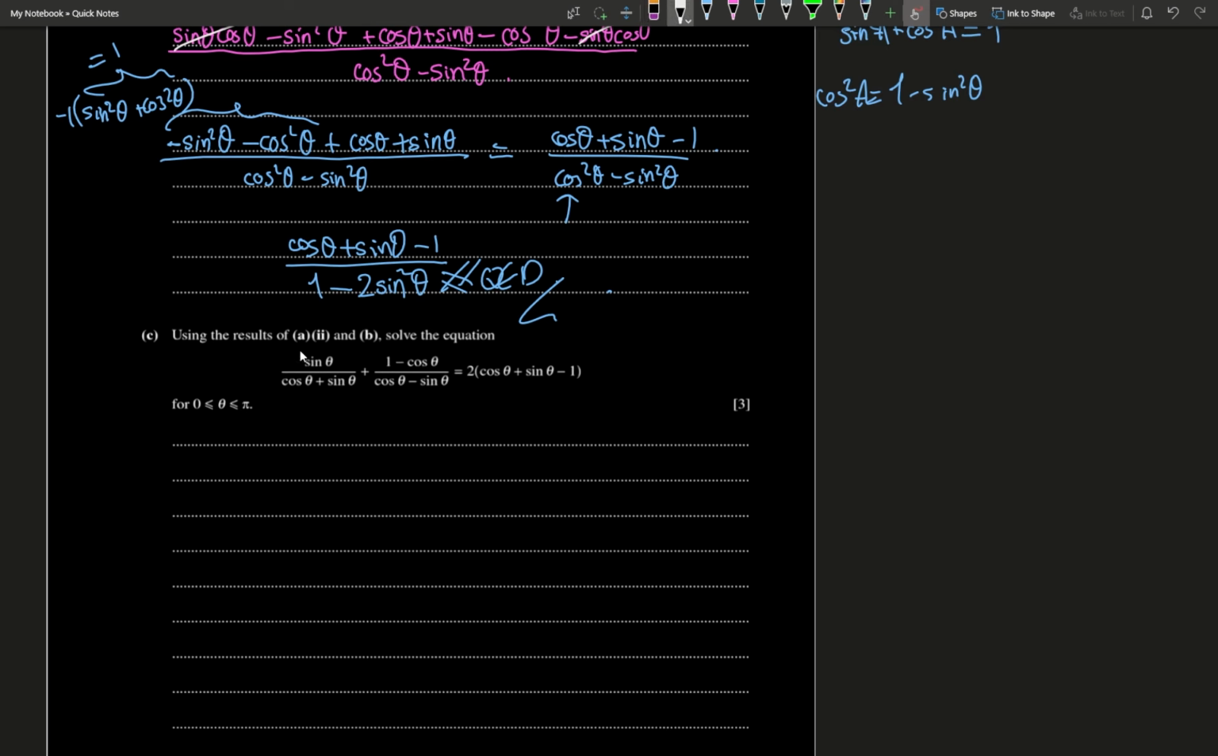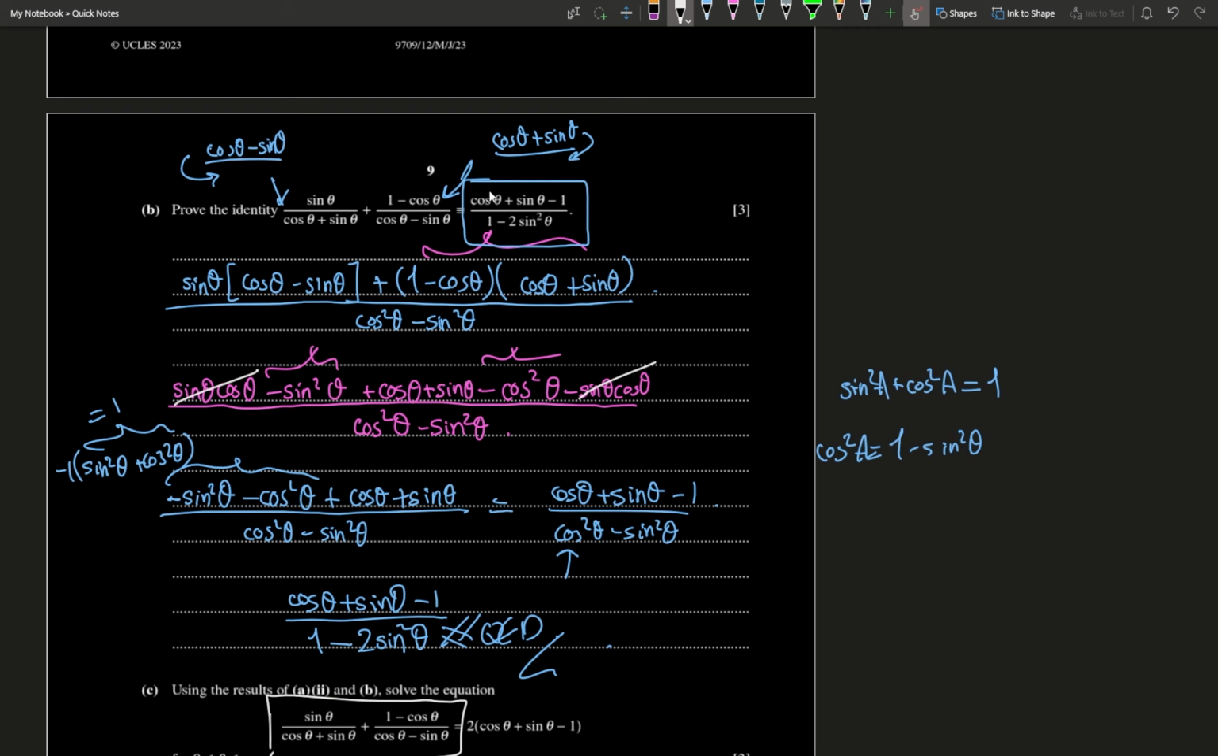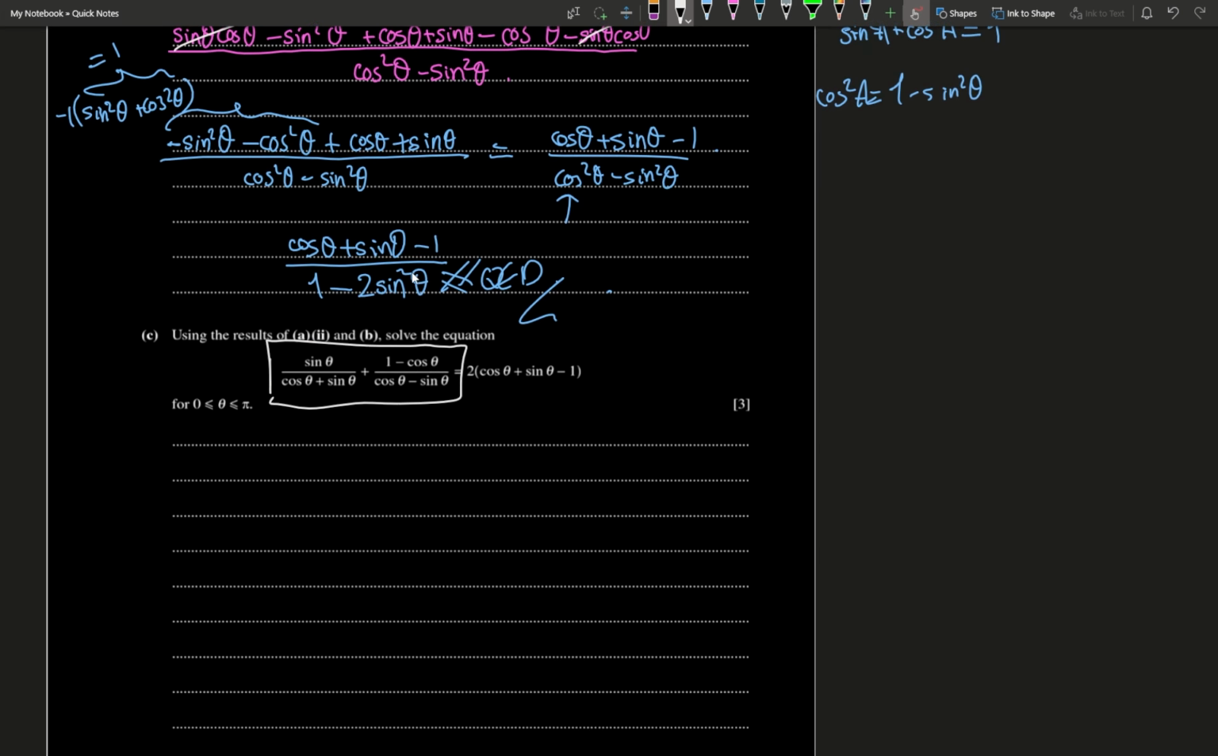It says using the results of A double I and B. So here, in part B, you just substitute these two fractions with this simplified fraction. Nice. So we'll write sine theta plus cosine theta minus 1 divided by 1 minus 2 sine squared theta, is equal to 2 times cosine of theta plus sine of theta minus 1.